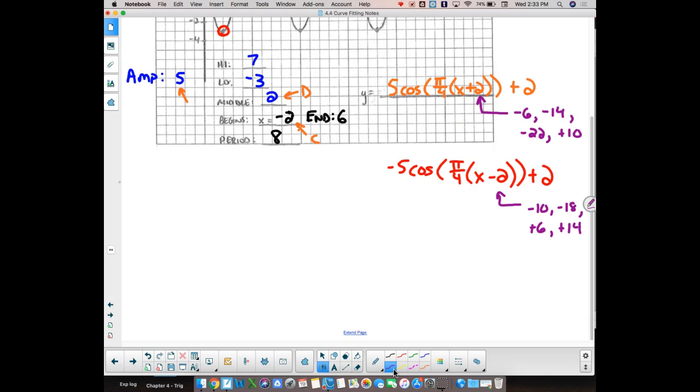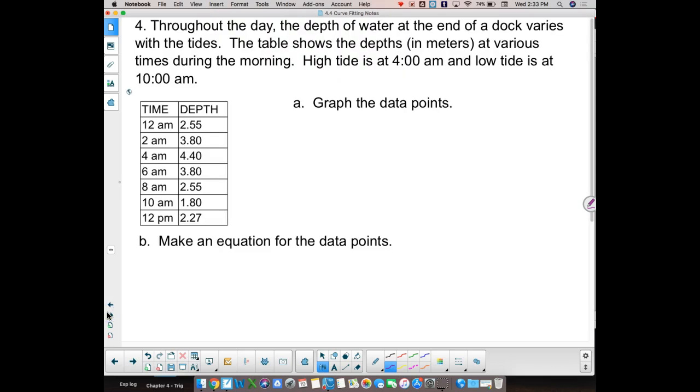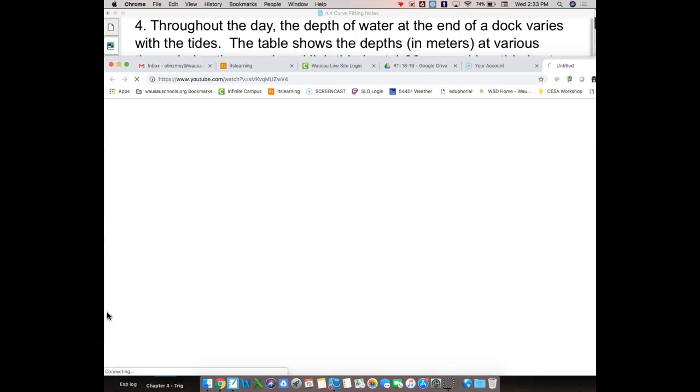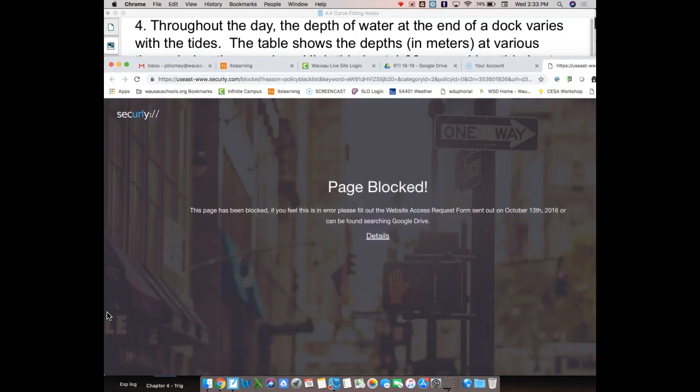Flippity floppity. Let's talk some graphing. Okay? So, throughout the day, the depth of the water at the end of a dock varies with the tides.